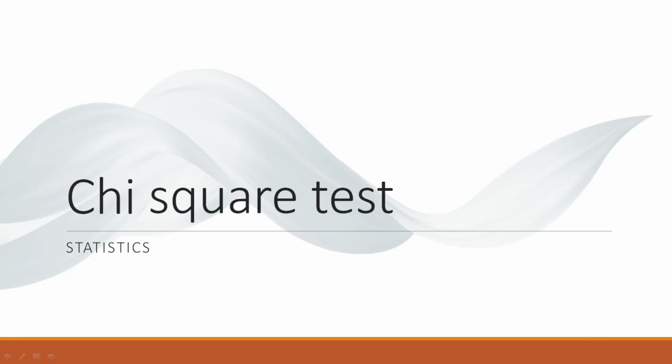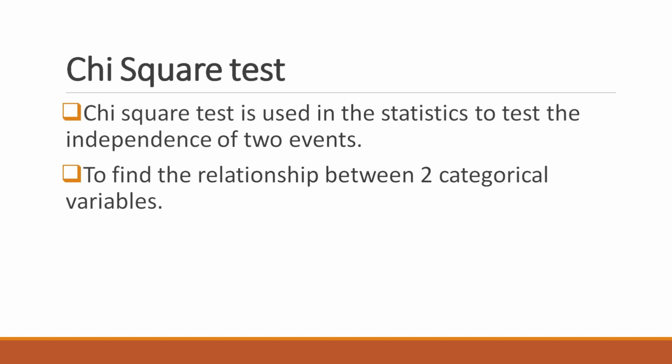In this video, we are going to see what a chi-square test is and how we can find out whether two variables are related to each other or not by using this test. So let's start. A chi-square test is used in statistics to test the independence of two events. It means it is used to see if there is a relationship between two categorical variables.